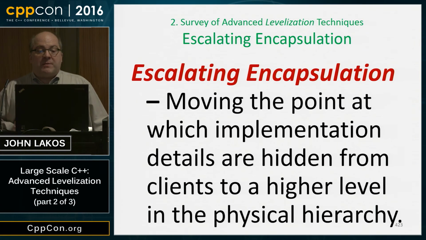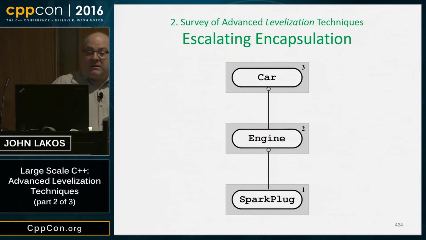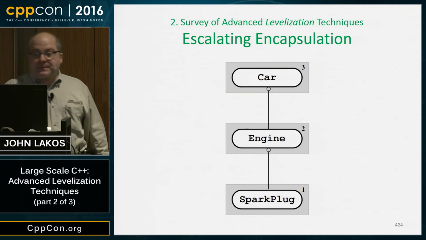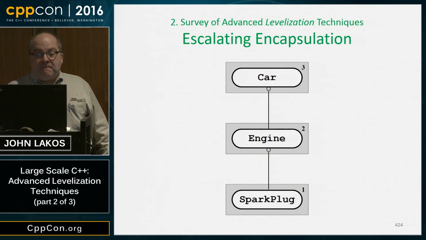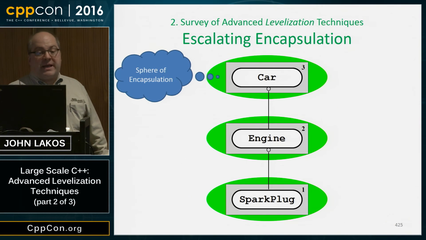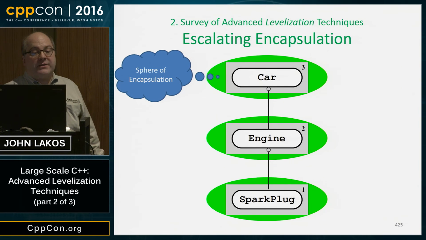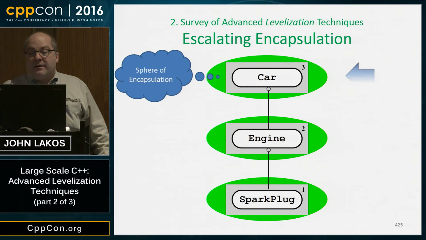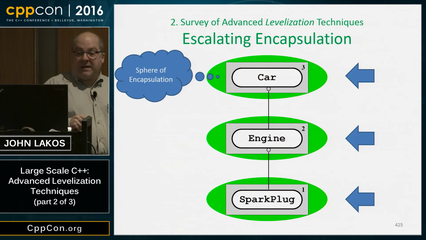Escalating encapsulation: moving the point at which implementation details are hidden from clients to a higher level in the physical hierarchy. So imagine you have car, engine, and spark plug. They each have their own sphere of encapsulation. Each one of them is accessible by clients. What I mean by that is you can see that the car uses an engine. You can see that the engine uses a spark plug because it's used in the interface. Okay, 3 different spheres of encapsulation.